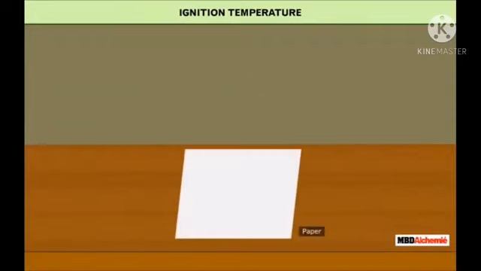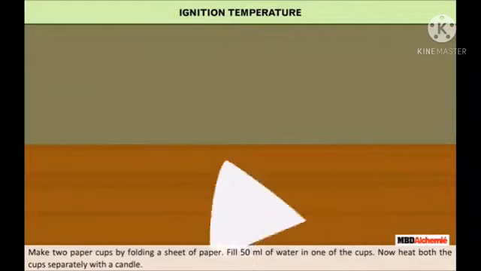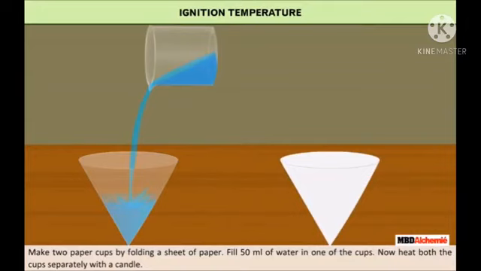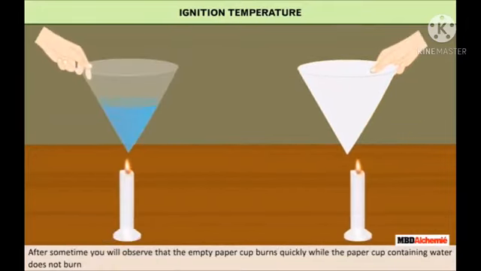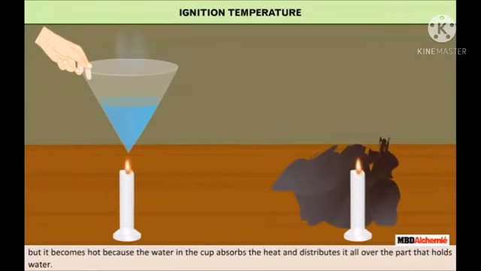Ignition temperature. Let us do an activity to demonstrate ignition temperature of materials. Make 2 paper cups by folding a sheet of paper. Fill 50 milliliter of water in one of the cups. Now heat both the cups separately with a candle. After some time, you will observe that the empty paper cup burns quickly while the paper cup containing water does not burn, but it becomes hot because the water in the cup absorbs the heat and distributes it to all the parts that hold water.